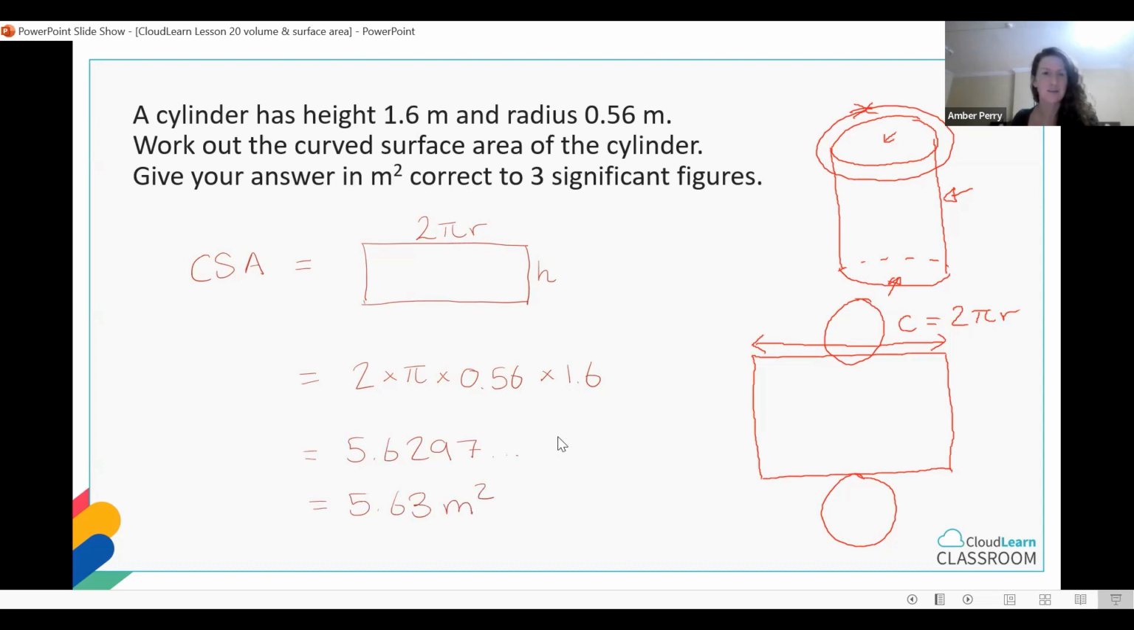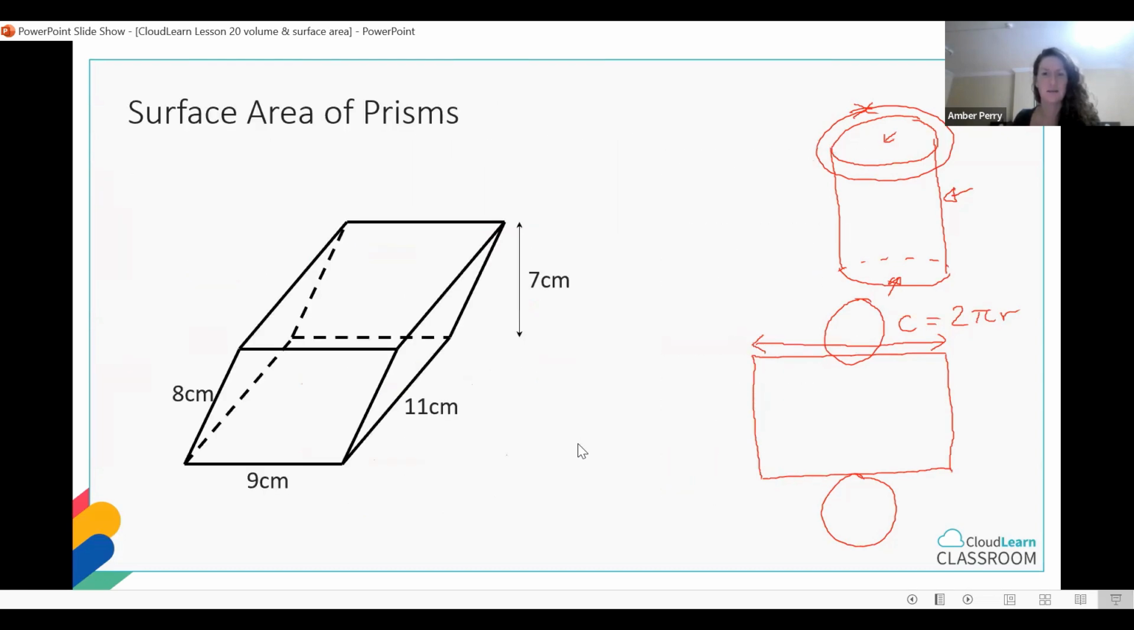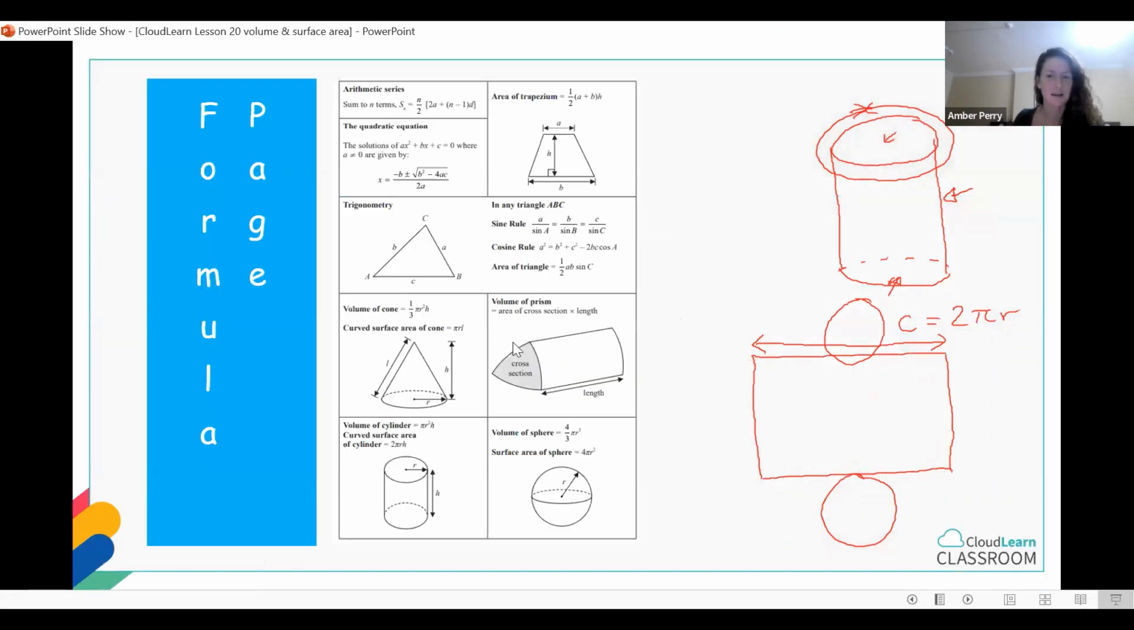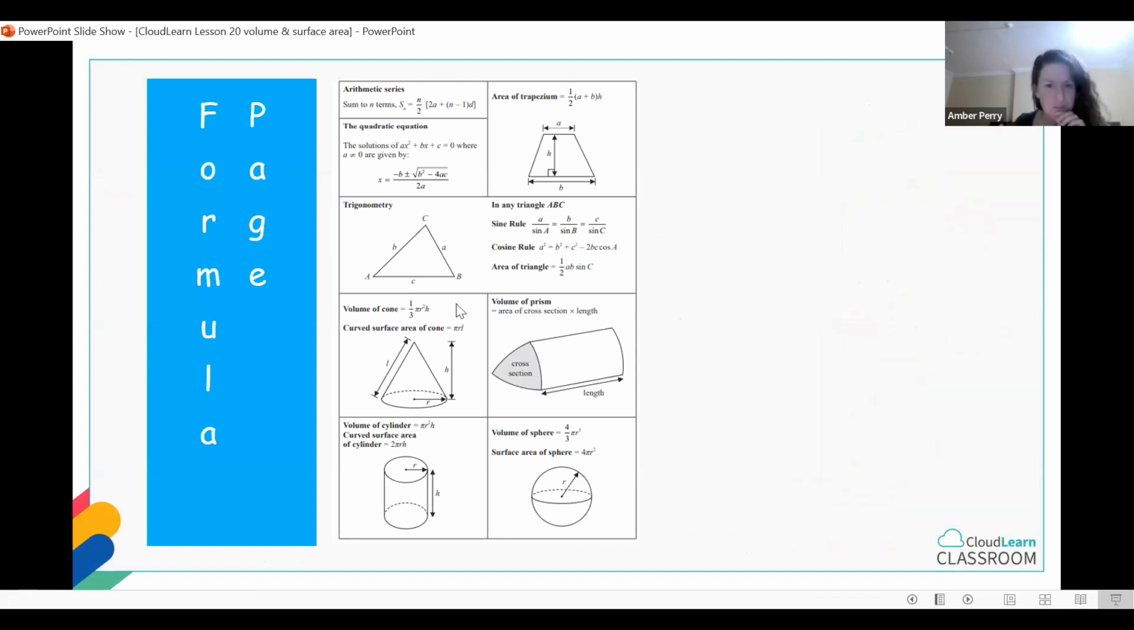I'm going to just flip back actually, let's have a look at that formula page. Curved surface area of a cylinder is actually given on that formula page. So you don't need to remember it, but it's really important you do remember what part it represents. It's technically a rectangle. It represents this bit that goes all the way around the curved bit there. So you can just substitute it in, 2 times pi times r times h, but you must remember that.